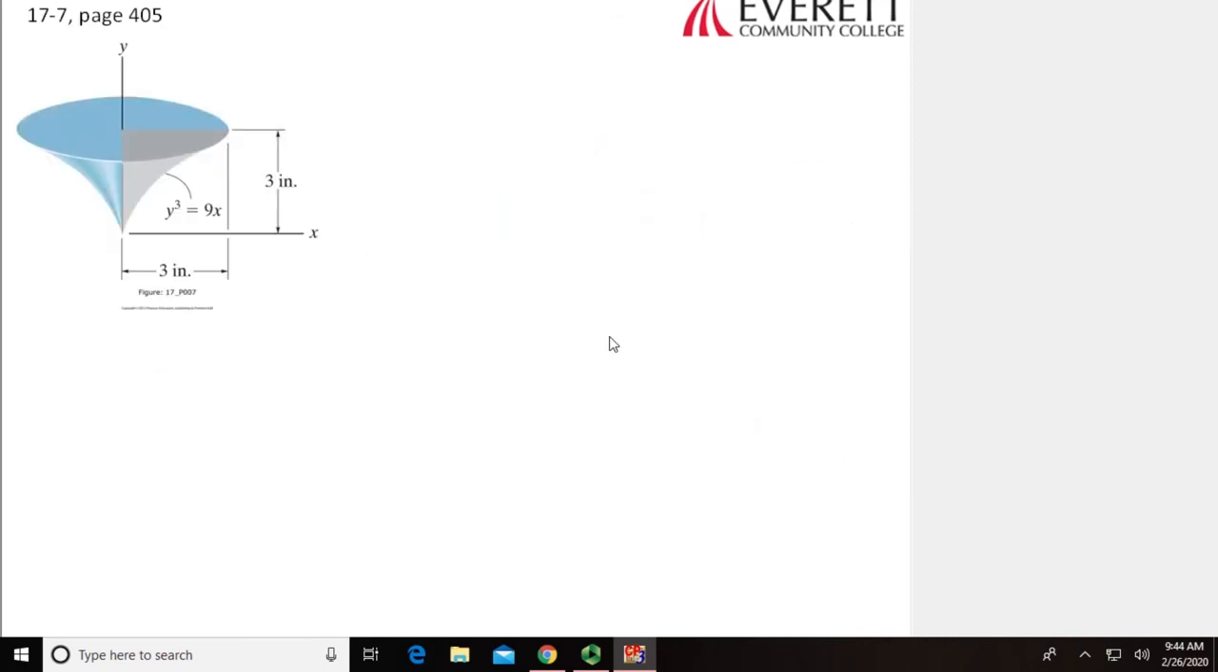I was hoping for 2 example problems. We might be able to just get through this one, and then I'll have to do a composite bodies example problem as a watch-at-home video. We're going to do this one really quick.